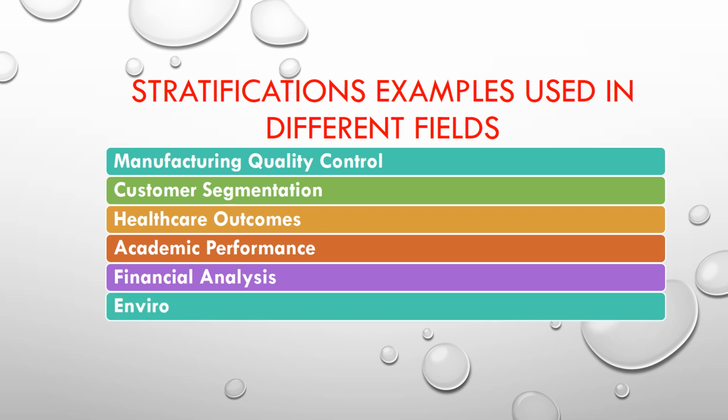It is also used during environmental monitoring. Environmental data can be stratified by factors like location, time of year, or pollutant type. This allows scientists and environmental agencies to understand how specific factors affect air or water quality. Stratification can help in formulating policies and measures to address pollution in specific areas.